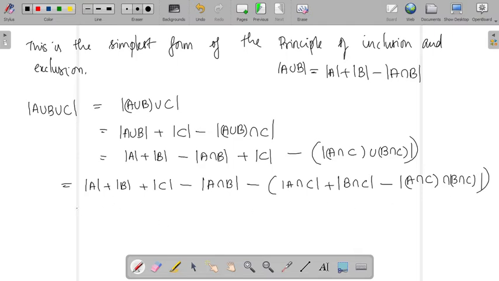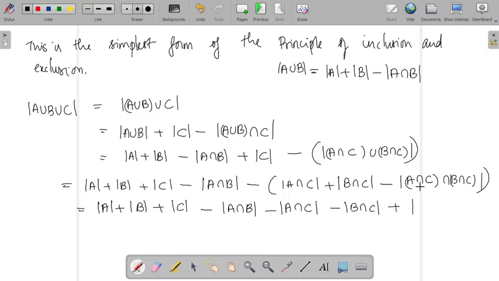So this is equal to cardinality of A plus cardinality of B plus cardinality of C minus cardinality of A intersection B minus cardinality of A intersection C minus cardinality of B intersection C. Now this can be written as plus cardinality of, since all the operations are intersection, A intersection B intersection C. Therefore this is the required value of cardinality of A union B union C.